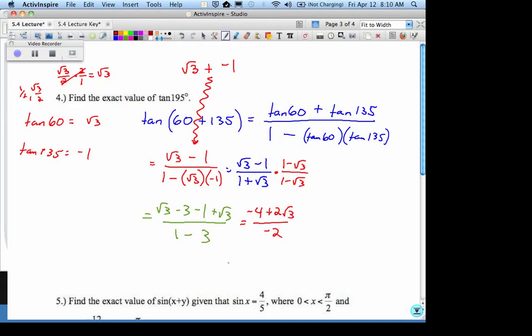Now there are different ways to simplify that. You guys can say it's hard, break it apart. Or some of you might be able to say, what's negative 4 divided by negative 2? 2. What's 2 divided by negative 2? Negative 1 or negative root 3. Now this particular one, I for sure would throw into the calculator and check my decimal.